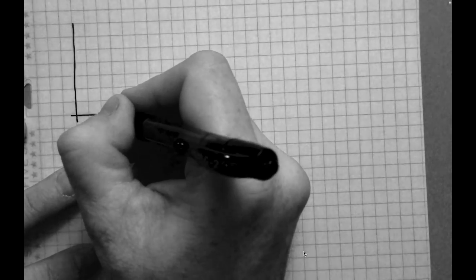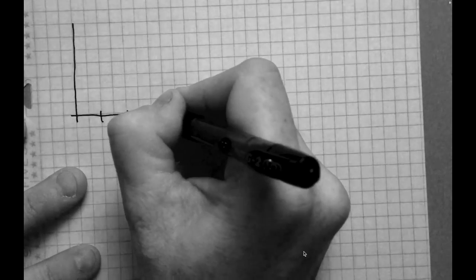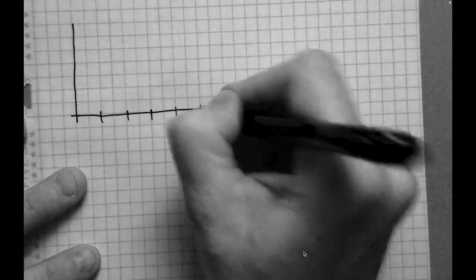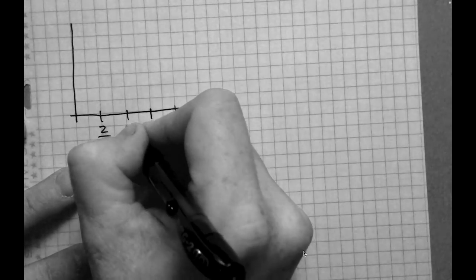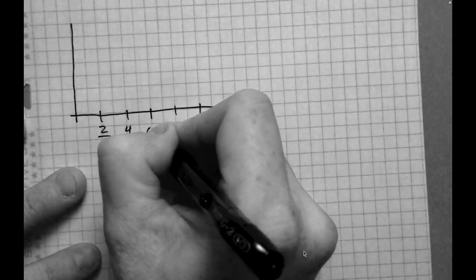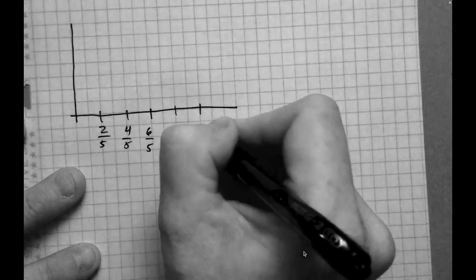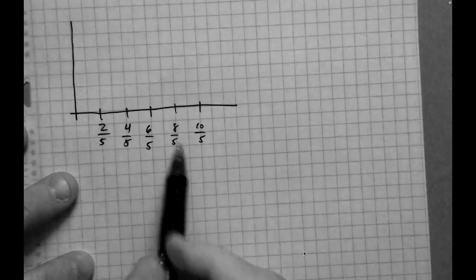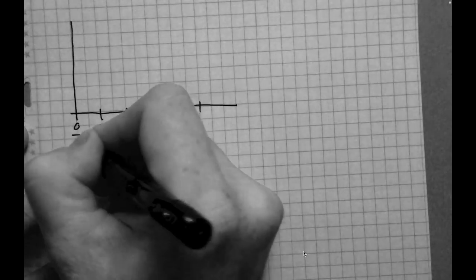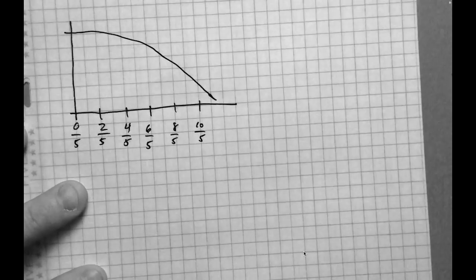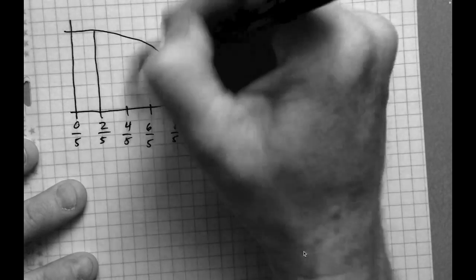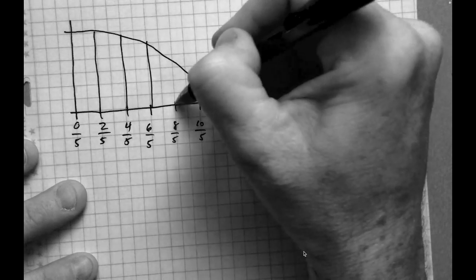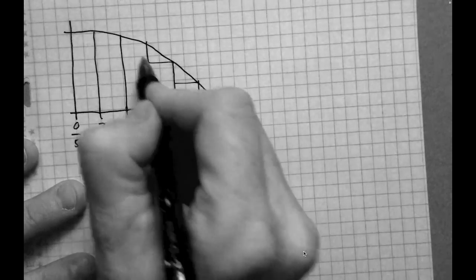So we're going to have 1, 2, 3, 4, 5. So I'm going to put some numbers on here. This will be 2/5, 4/5, 6/5, 8/5, 10/5. Okay, so this goes from basically 0 up to 2. Okay, and we'll put the same curve on there. Now here we've got our rectangles underneath, and we'll just draw it like this.